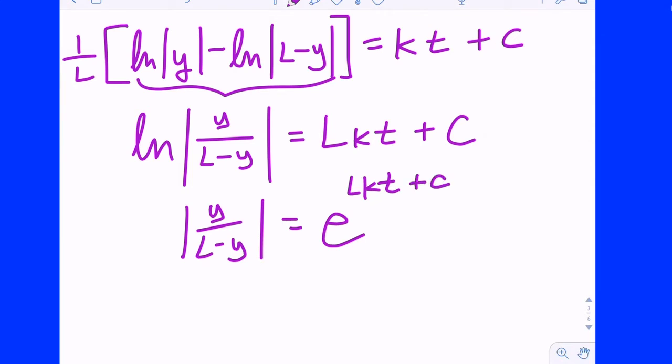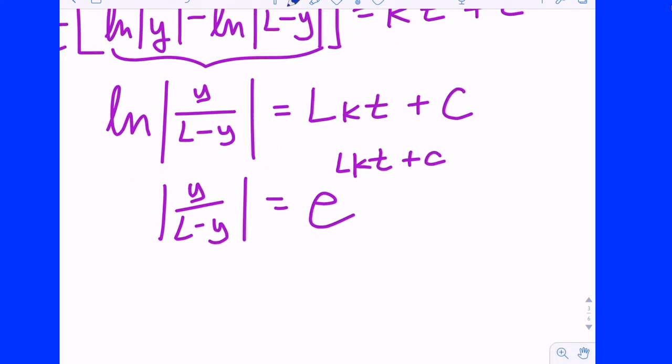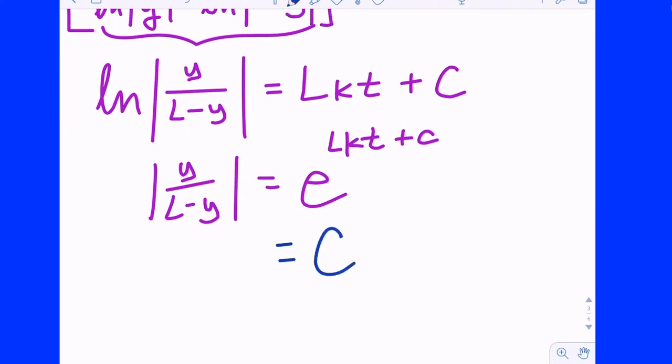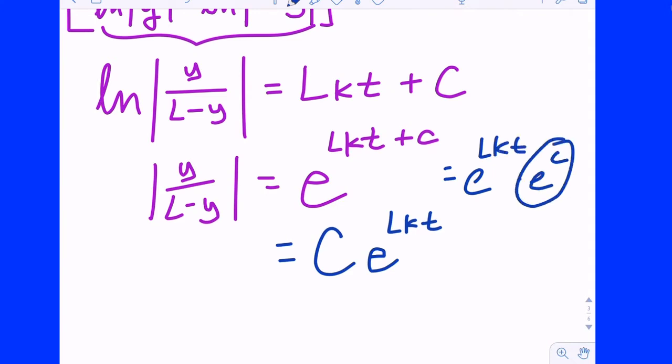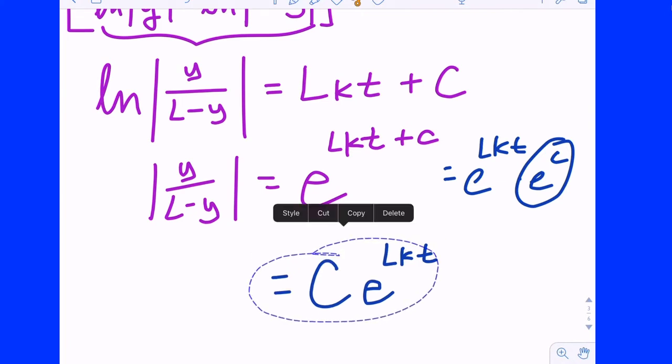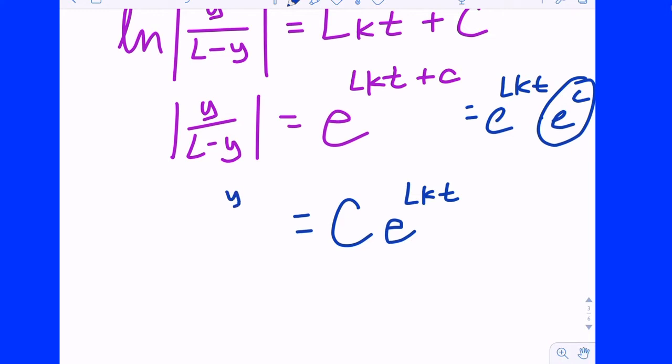Well, we know what to do next. We've seen this enough, right? We can call E to the LKT plus C, we can call it E to the LKT times E to the C, and E to the C becomes new and improved C, the factor, not the term in the exponent. New and improved C. You all okay with that step? If you want to throw it here, that's E to the LKT times the E to the C, and of course E to the C is new and improved C. And that enables us to do what on the left side? Drop the absolute values. Good, because the C will absorb the plus or minus.